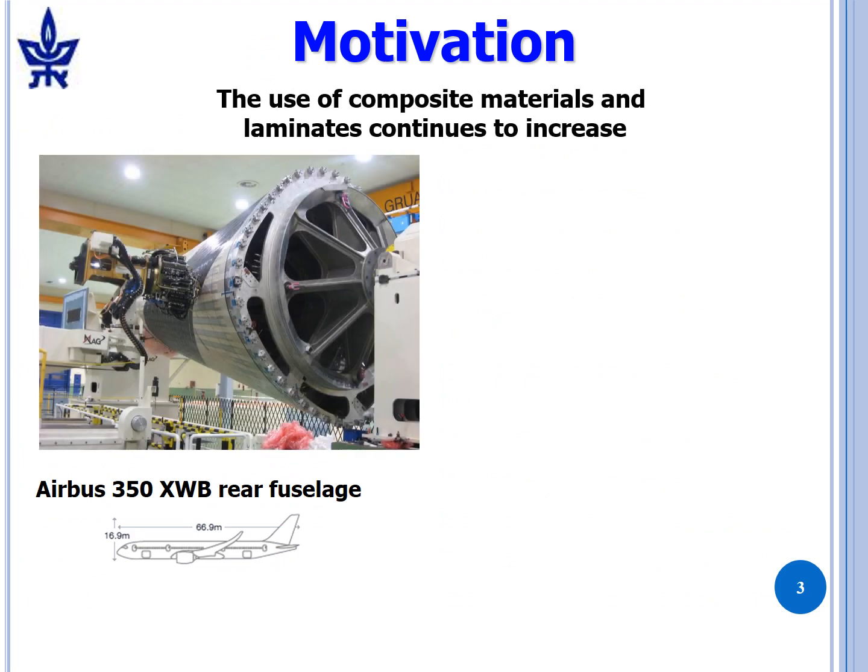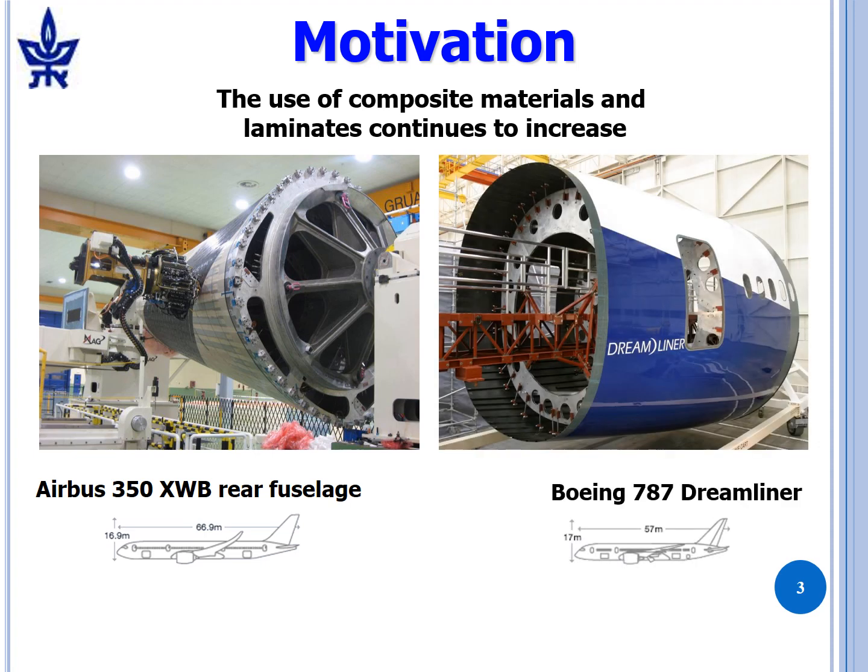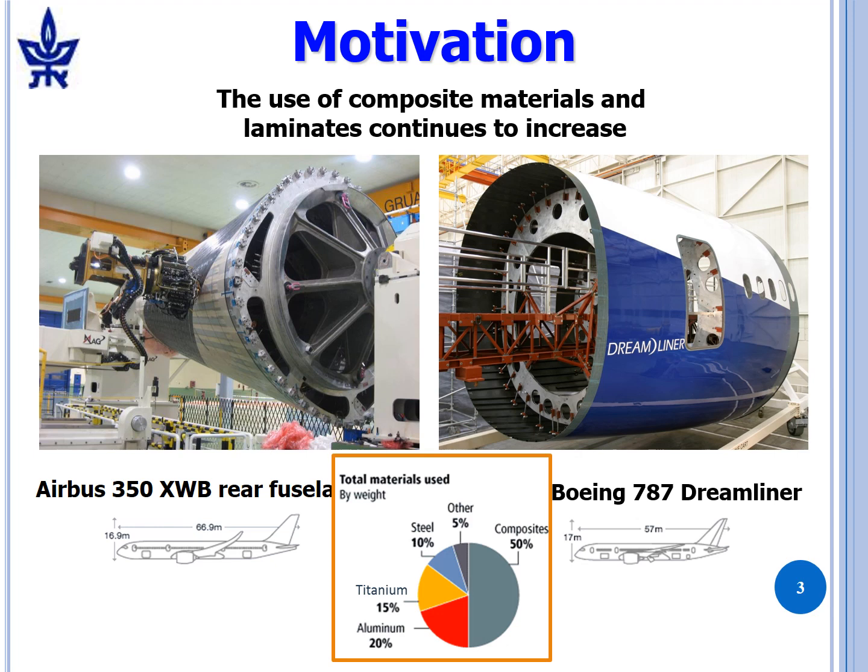So we are motivated here to talk about the use of composite materials and laminates, which continues to increase. On the left-hand side of the slide, we see the rear fuselage of an Airbus 350, which is made of laminates. And then, not to be outdone, Boeing in their 787 Dreamliner also has a laminate fuselage. In both cases, composites consist of 50% by weight of the material in the aircraft structure. So certainly composites play a large role in modern aircraft.